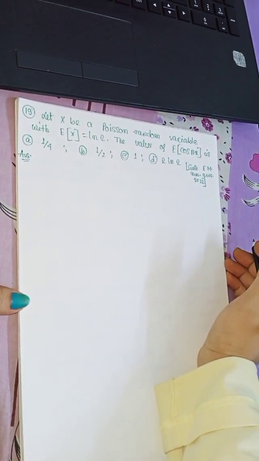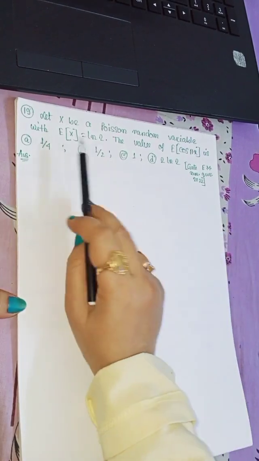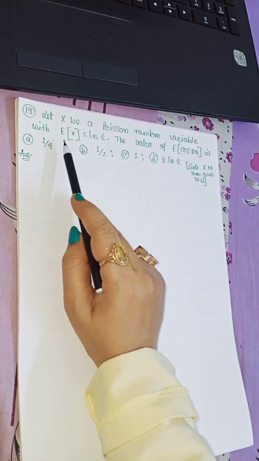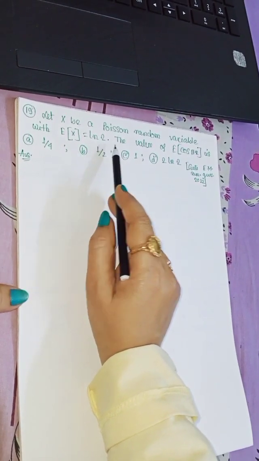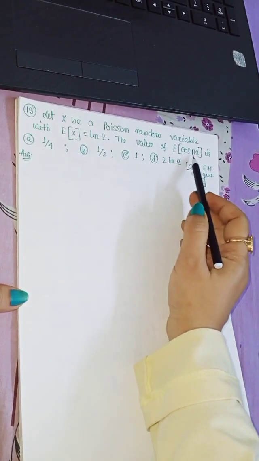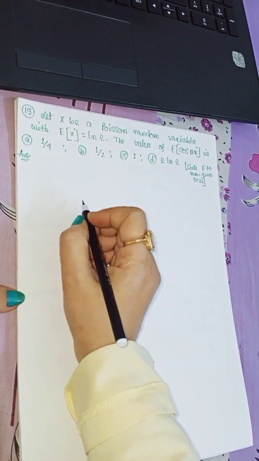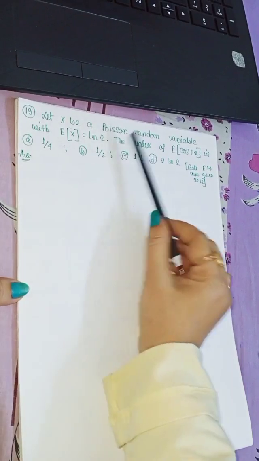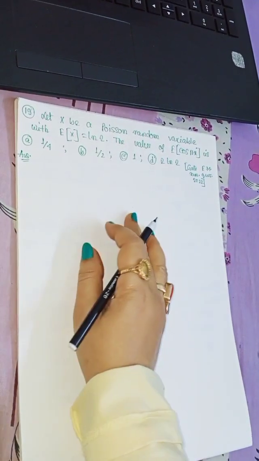Today we solve GATE sample question 2022. Question number 19. Let X be a Poisson random variable with E[X] = ln 2. The value of E[cos(πX)] is... four options are given. So this question is on Poisson random variables and functions.